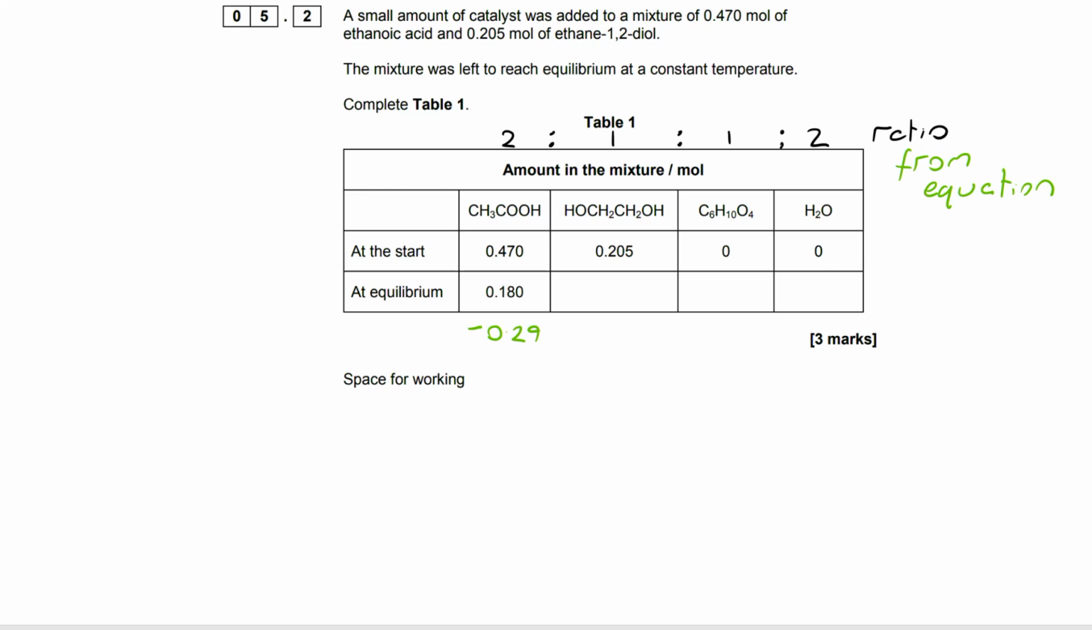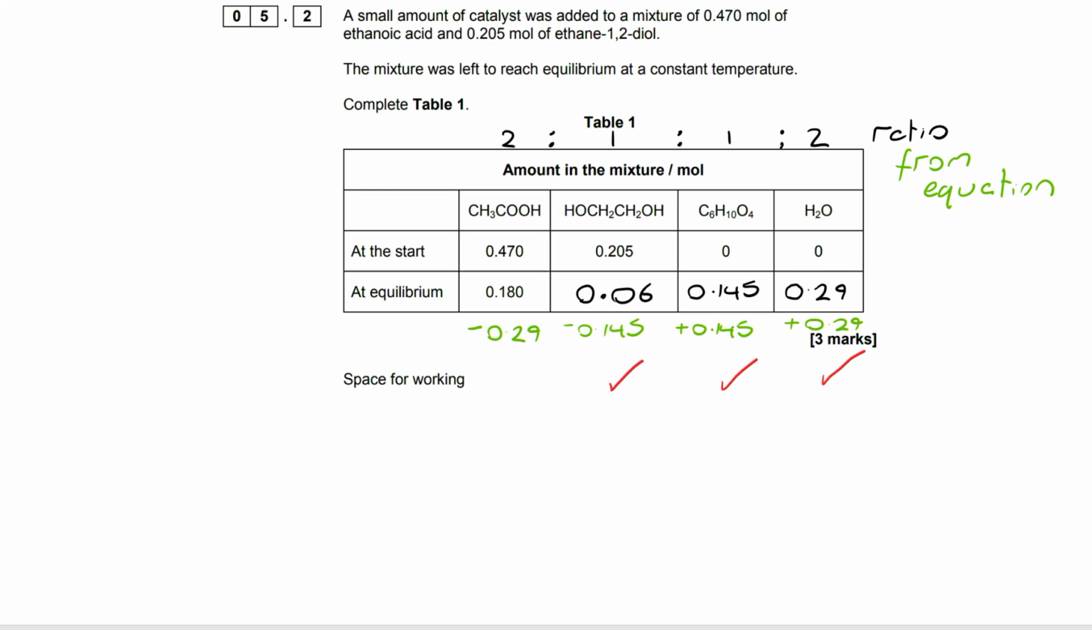Now, if we know that, we can then work out what the equilibrium amounts of all three other components will be. So, for example, ethanoic acid to water is a 2 to 2 and therefore 1 to 1 ratio. So if 1 mole makes 1 mole, the 0.29 moles of ethanoic acid used will make 0.29 moles of water. Slightly trickier on the two in the middle, and that is because we've got a different mole ratio.